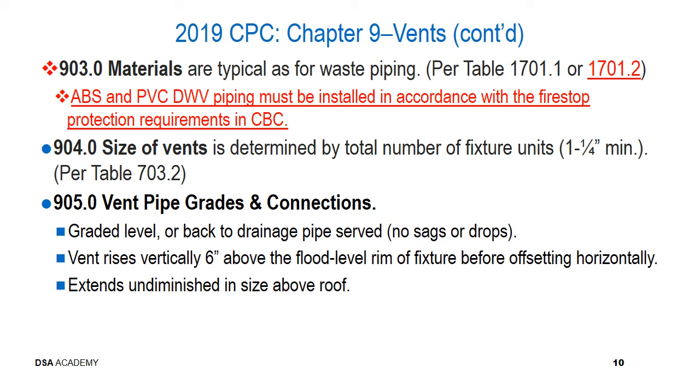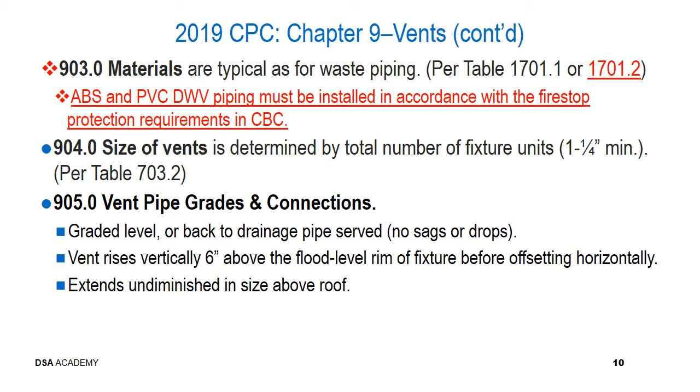For vent pipe grades and connections, the vent pipe has got to be graded at least level or back towards the actual drainage pipe that it serves. There can be no sags and no drops in the vent piping. Again, the idea is that the vent serves such a critical purpose in maintaining the trap seal that it cannot be obstructed for any reason.